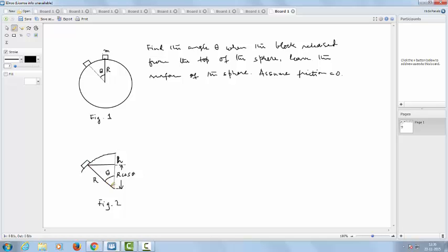The projection of r on the vertical line will be r cos theta. So the vertical height that is descended by the block, if it is h, then we can see that h is equal to the radius of the sphere minus r cosine theta.